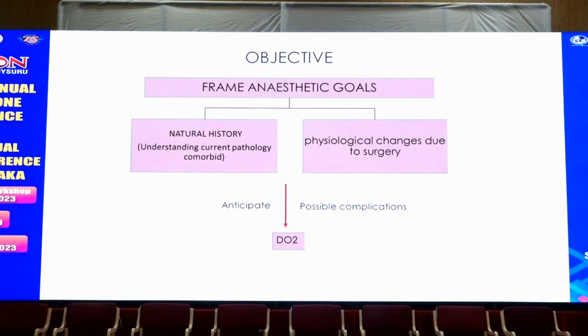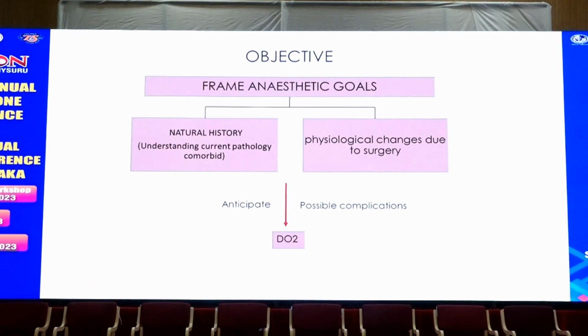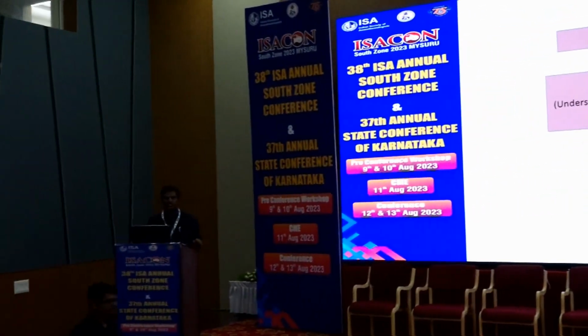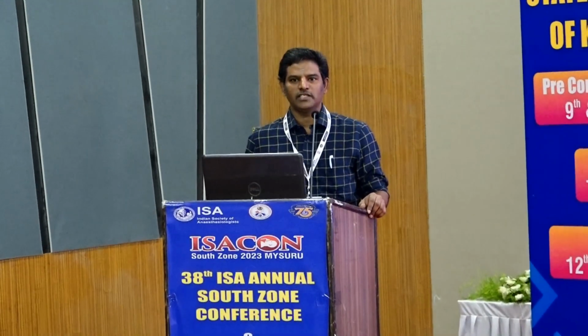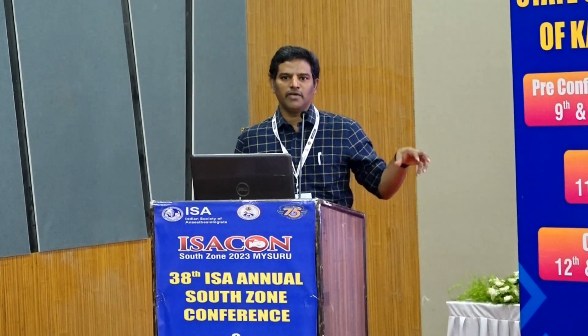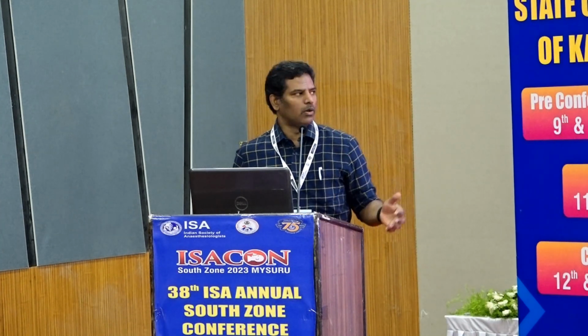So, as an anesthetist, irrespective of the lesion, our objective is always simple. It is to ensure oxygen delivery to the tissue. The most important thing in that is we should have a deep understanding about the natural history of the disease. We should know where we are in the natural history of the particular disease, and also the physiological changes that are going to happen due to the surgery. And in between, we have to anticipate the complications also. That's when we'll be able to ensure that oxygen is delivered to the tissue. So we frame an anesthetic goal, right?